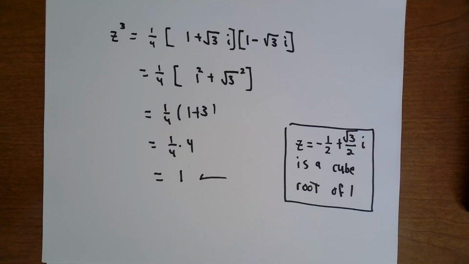The number 1 in the real number system only has one cube root, but in the complex number system, it has 3 of them. This is sort of an omen of things to come.